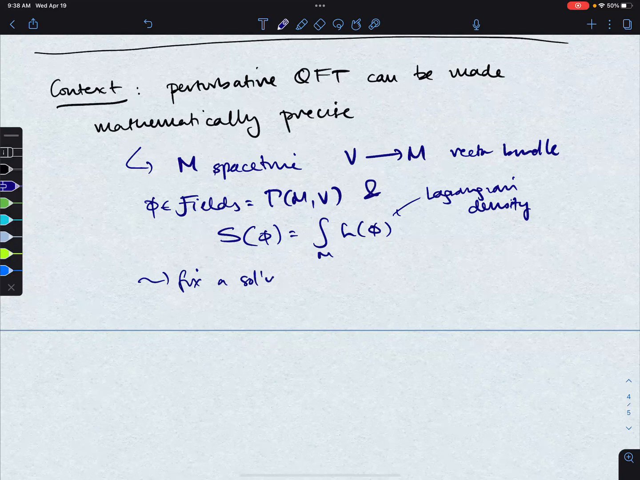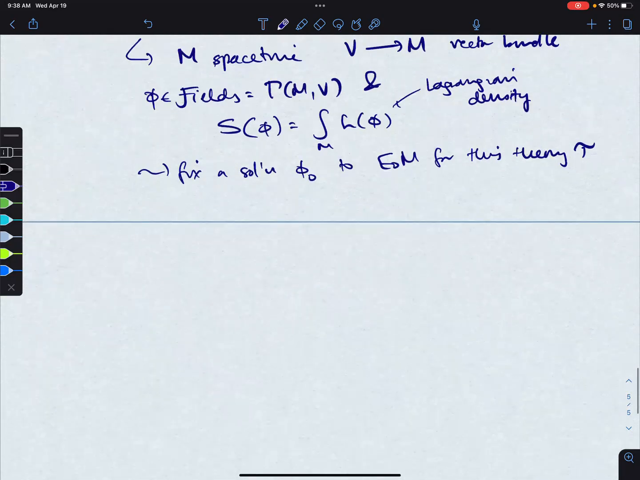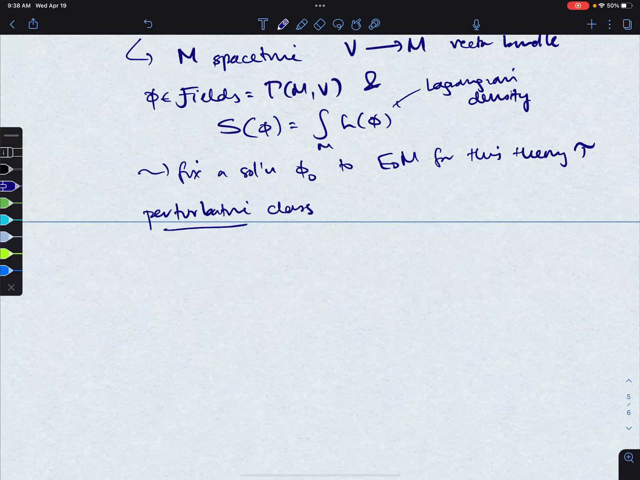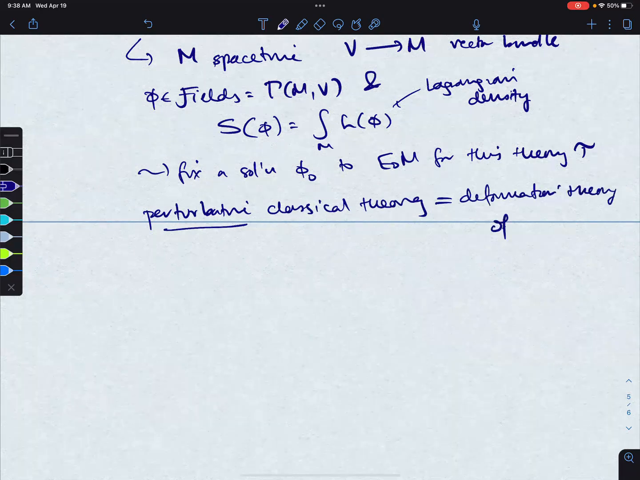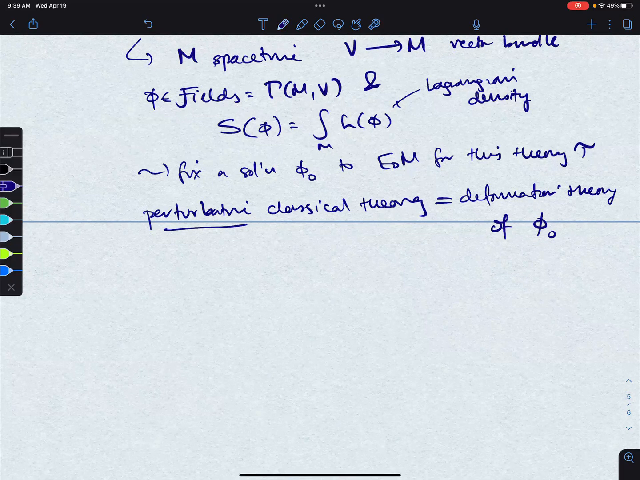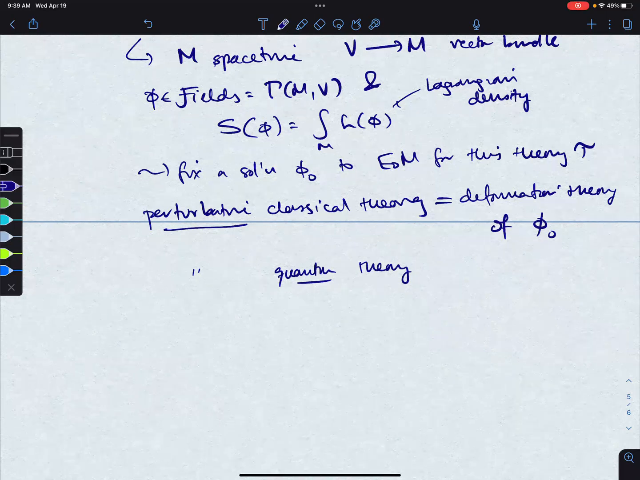Now fix a solution, phi naught, to the equations of motion for this theory. And you can study what I would call perturbative classical field theory. This is the same thing, to a mathematician, as studying the deformation theory of phi naught. So I fixed a solution and I'm studying the ways I can deform that solution to a nearby solution. Sort of perturbation theory in the classical sense of mathematical physics or differential equations. Perturbative quantum theory amounts to some way of integrating in that formal neighborhood.